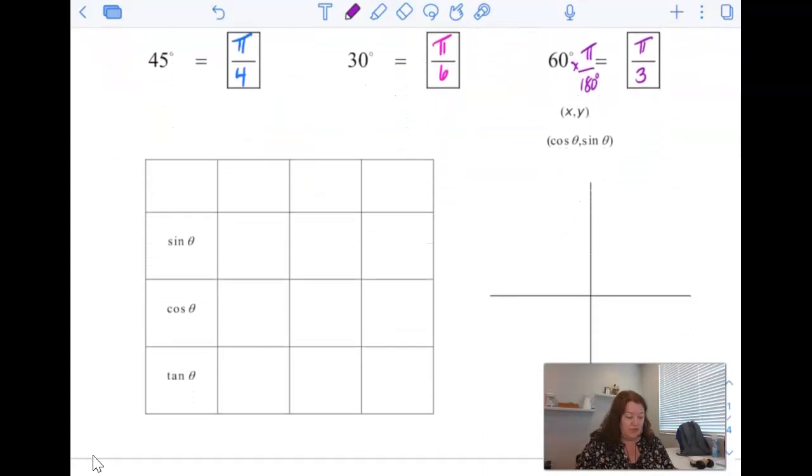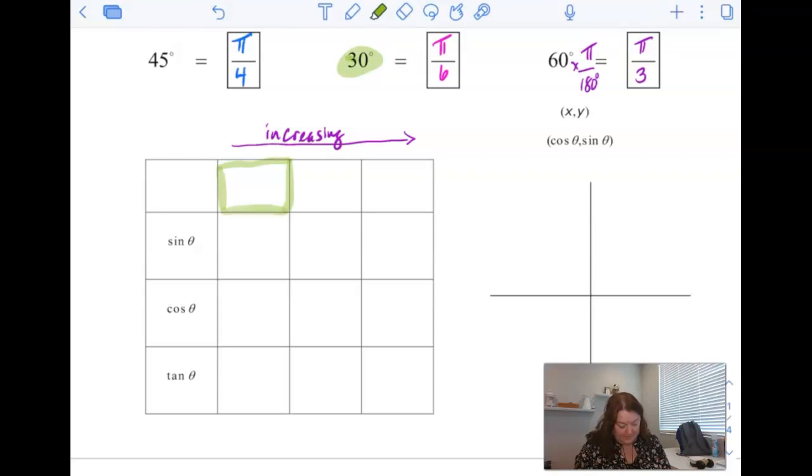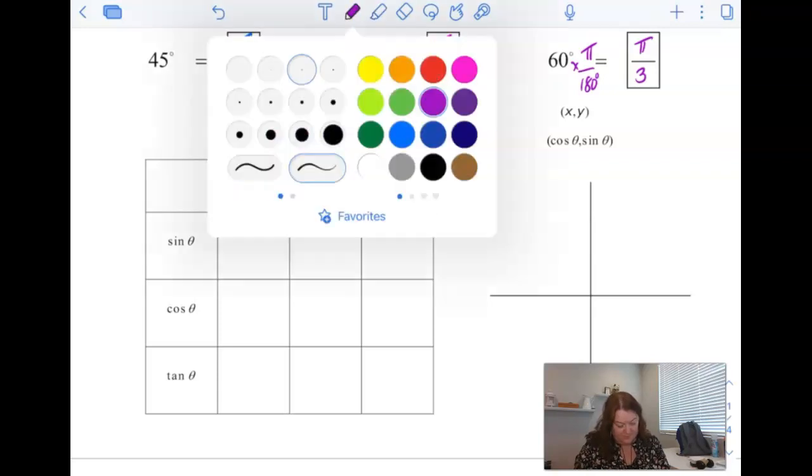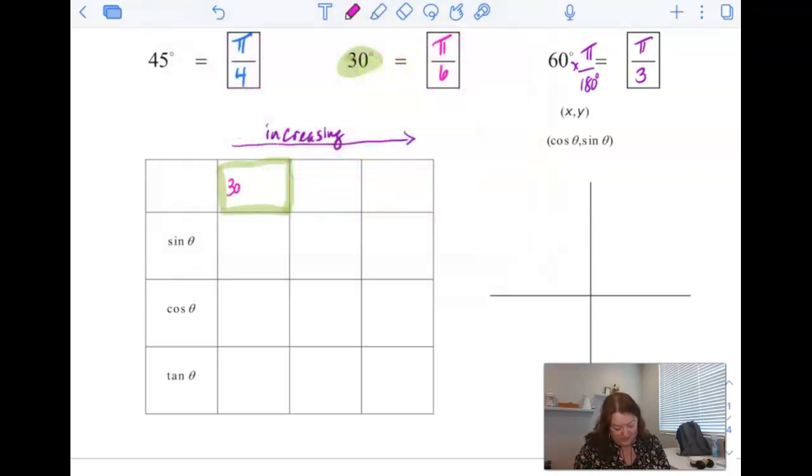One of the easy ways to remember this is not only using that idea of all students take calculus, but also just creating a chart. And so in the chart, we want these angles to go up by, put those in order as they go up. So increasing. So of these three, the lowest one is this one. So I'm going to start out with pi over 6. So that's going to be 30 degrees or pi over 6.